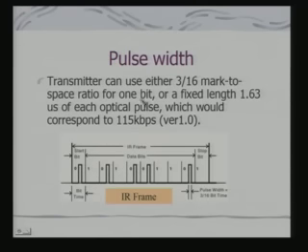The transmitter can use either 3/16 mark to space ratio for one bit, or fixed length 1.63 microsecond of each optical pulse, which would typically correspond to 115 kilobits per second, and this is version 1. There are other versions where you can have faster transfers.